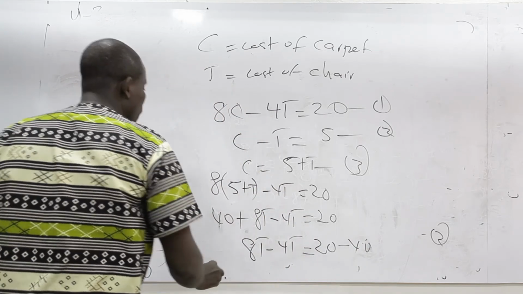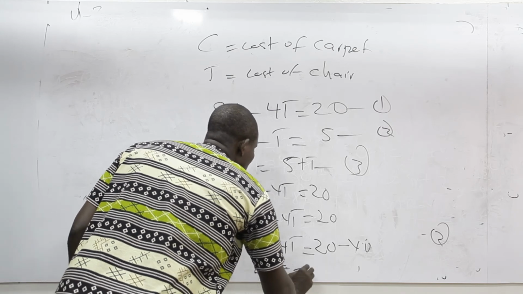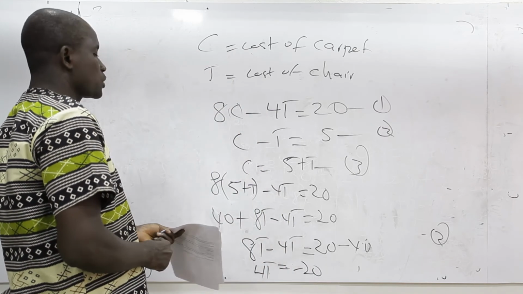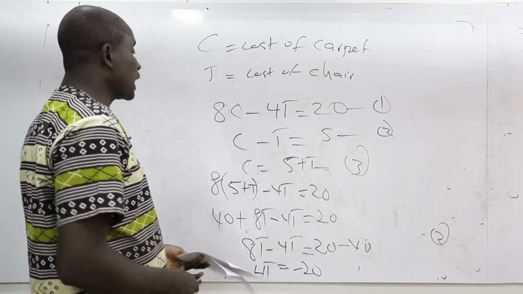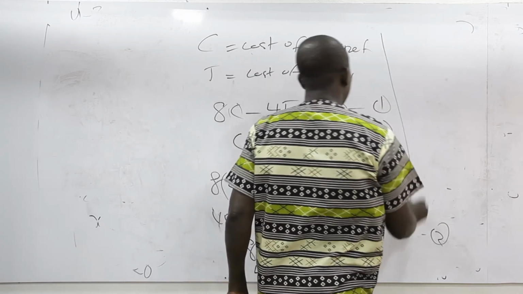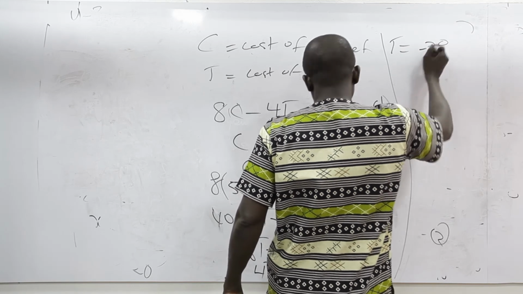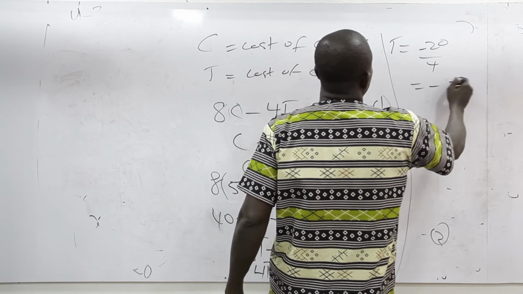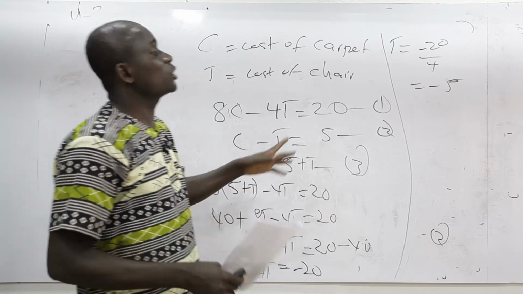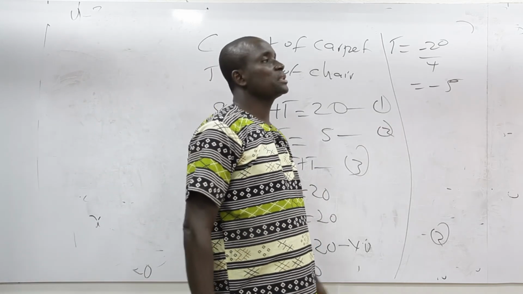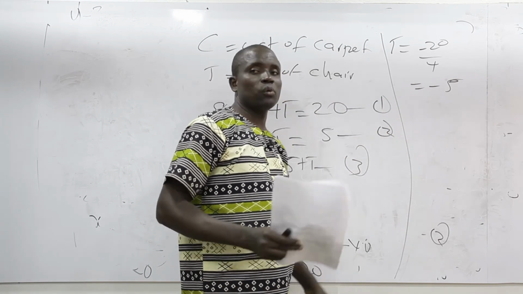So subsequently we are going to get 4T is equal to negative 20. I don't know, but per our calculation, if you have to follow it that way, then if T were not the cost but ordinary numbers, T is going to be negative 20 over 4, and that will be negative 5. But if it were to be money, then we are expecting a positive or absolute value over there.